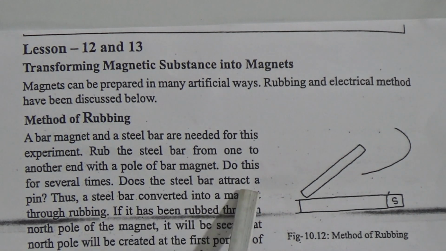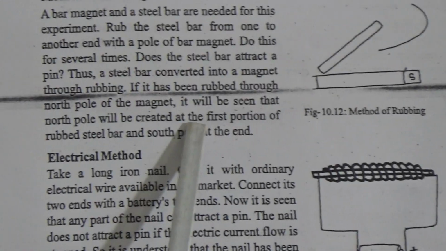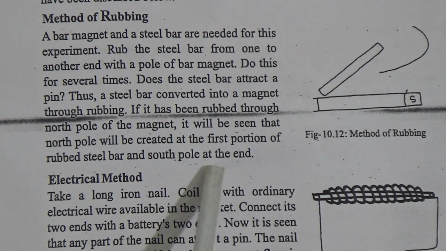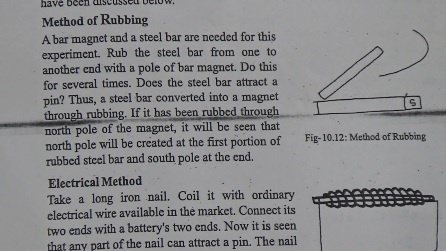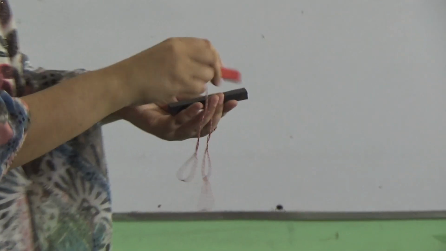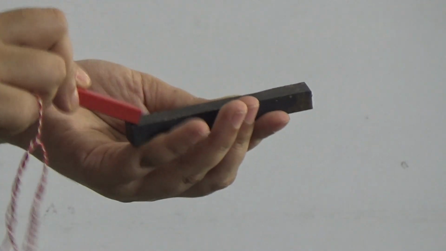Does the steel bar attract a pin? Has the steel bar been converted into a magnet through rubbing? If it has been rubbed with the north pole of the magnet, it will be seen that a north pole will be created at the first portion of the rubbed steel bar and a south pole at the end. Like in this picture, if it is a steel bar and if we rub this way, this is south pole and then it will become south pole here.